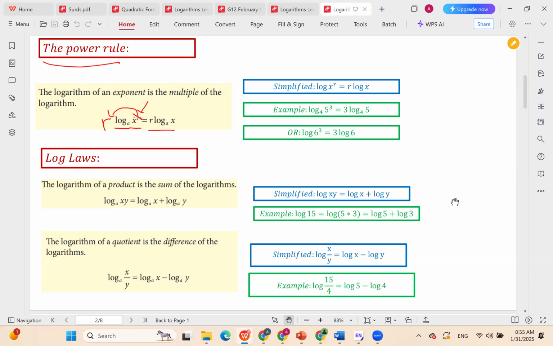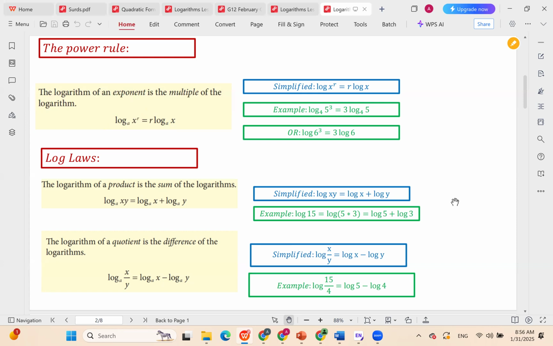This doesn't really affect the rule. We can have a base or not have a base. That's not very significant here. And we gave two examples, one with a base and one without. So log base 4, 5 power 3 kicks out the power and becomes 3 log base 4, 5. And another example without the base, if we have log 6 power 3, we take this to the left and we get 3 log 6.